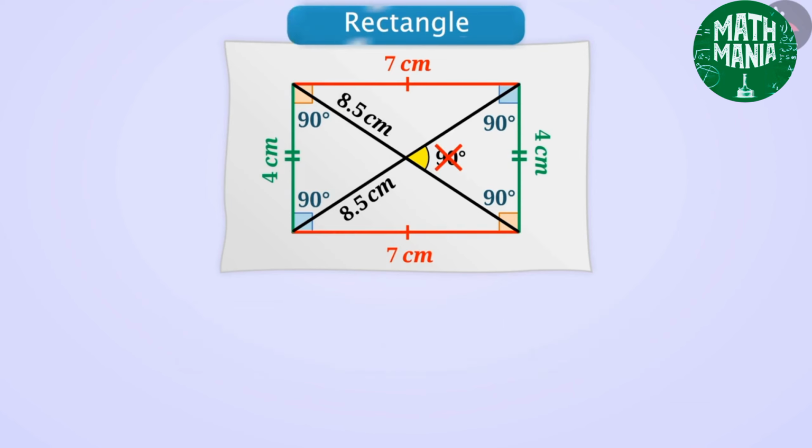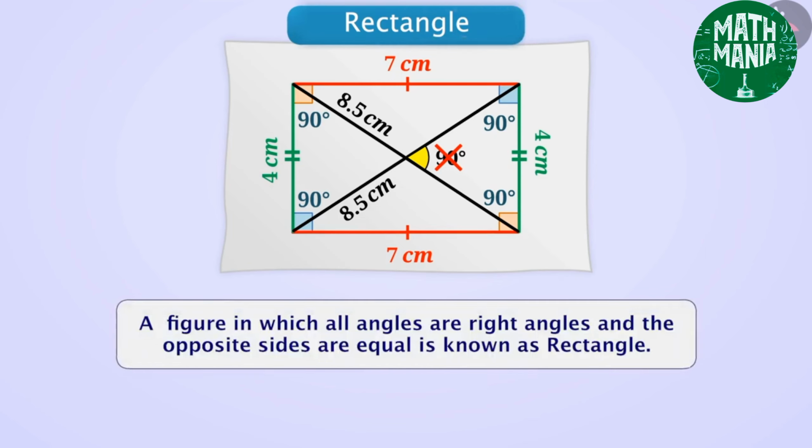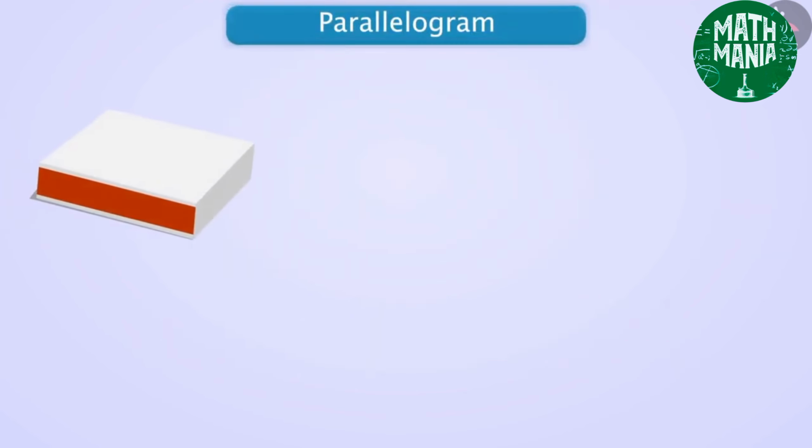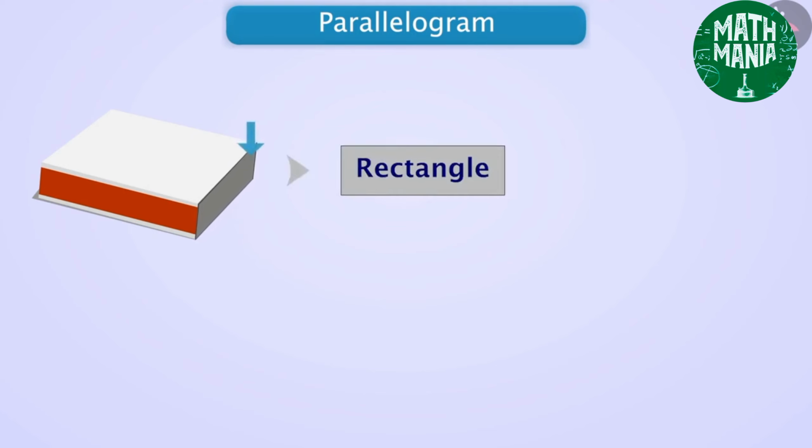We call this figure a rectangle. Such a figure in which all angles are right angles and the opposite sides are equal is known as a rectangle. Now let's understand parallelogram. Take out the tray of the matchbox and look carefully at its open side. You will see a rectangle.